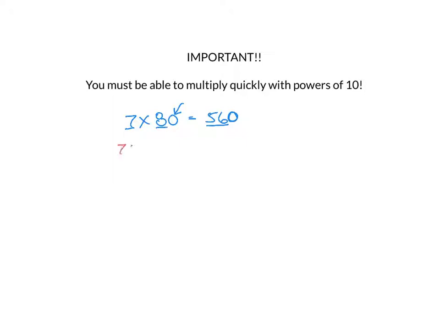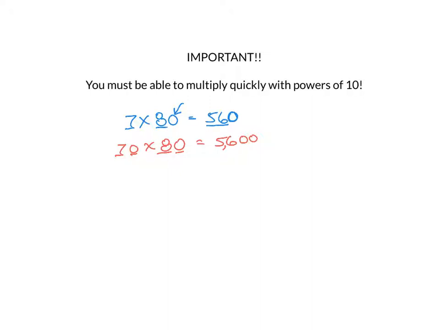If I had 70 times 80, well, I'm going to multiply 7 times 8. 7 times 8 once again gives me 56, but now I have two zeros in the problem. 2 zeros in the problem means that I need 2 zeros in my answer. So that answer is 5,600.